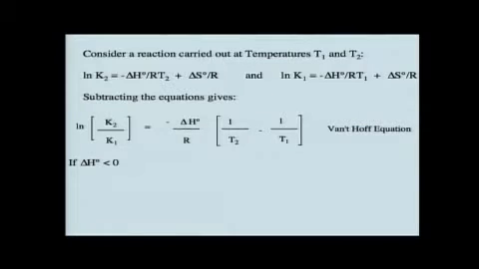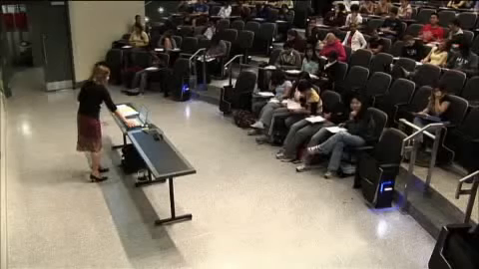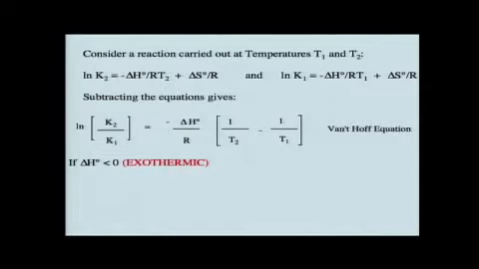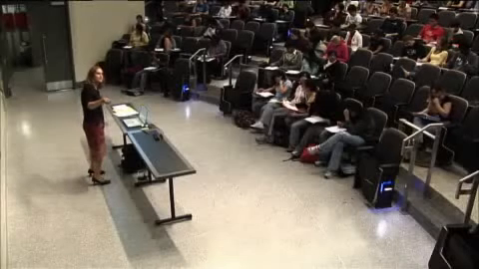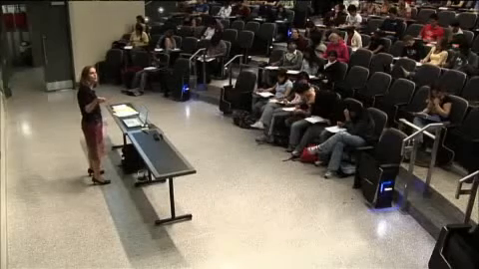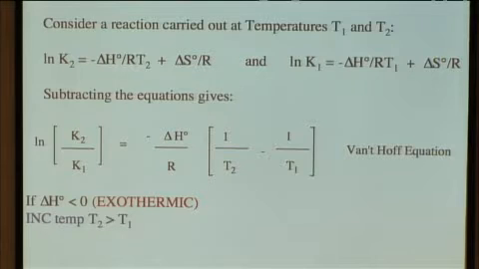So let's look at some of the things that fall out of this particular equation. Let's think first about a case where this delta H naught is less than 0. What type of reaction is that? Exothermic. All right, so now let's consider a case for this exothermic reaction where we're going to increase the temperature. And so that means that T2 will be greater than T1. We've increased the temperature. So now let's think about what sign the natural log of K2 over K1 will have if these things are true.